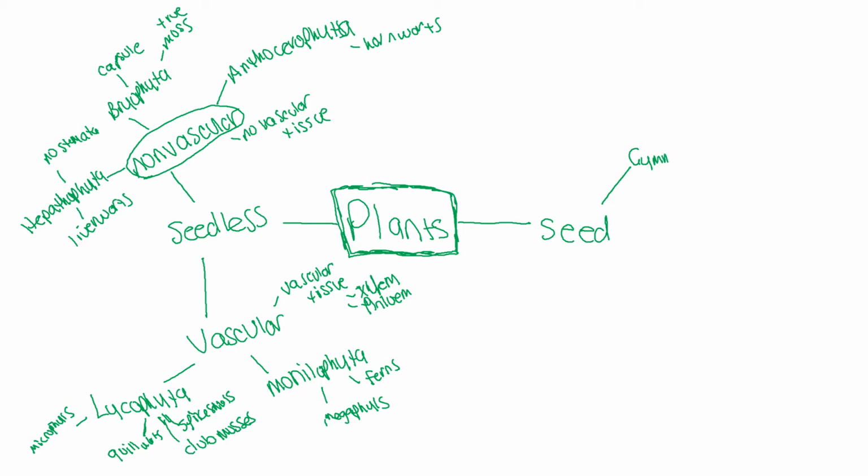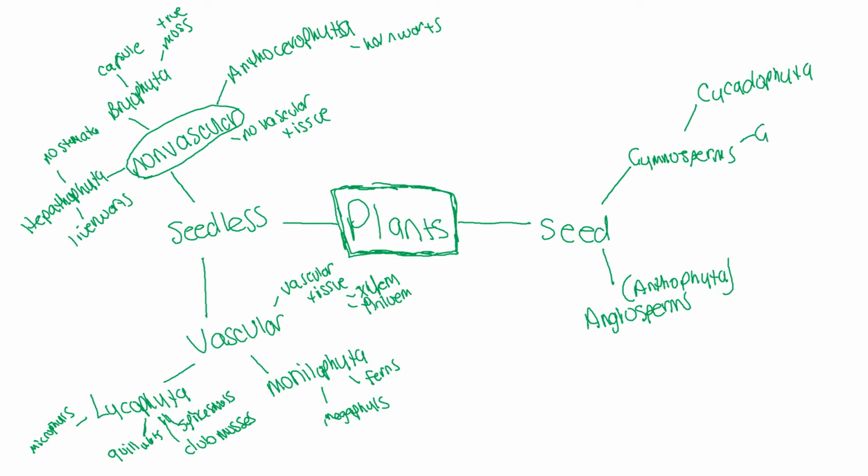Okay, so now we have the seed plants. Those are divided up into two major groups. We have the gymnosperms and the angiosperms. Okay, angiosperms are also called Anthophyta. Okay, the gymnosperms divide up into four major groups. Okay, so we have the Cycadophyta, the Ginkgophyta, the Gnetophyta, the G is silent, and the Coniferophyta.